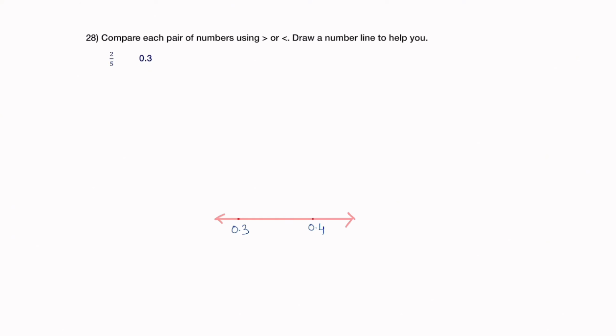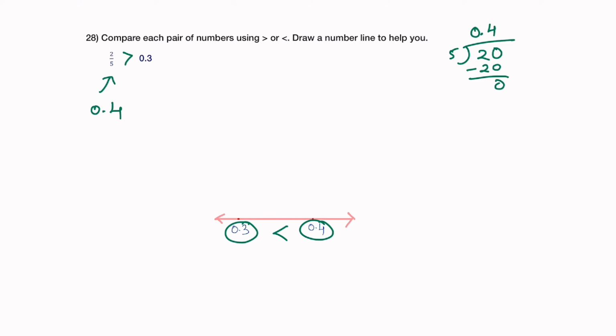2 upon 5 and 0.25. So 2 divided by 5. 0, that's times 4, 20, and done. So that is 0.4. 0.4 and 0.3. This one. Look here, 0.3 and 0.4. So this is what it should be, right?